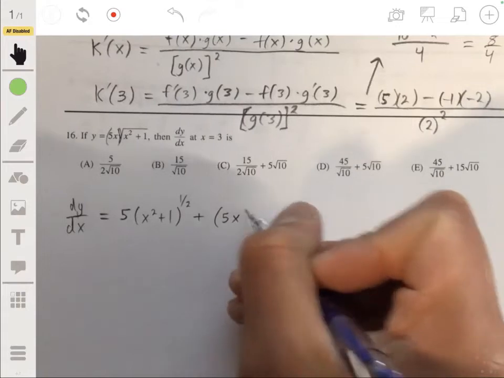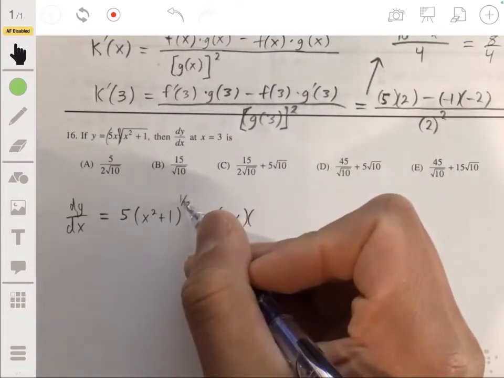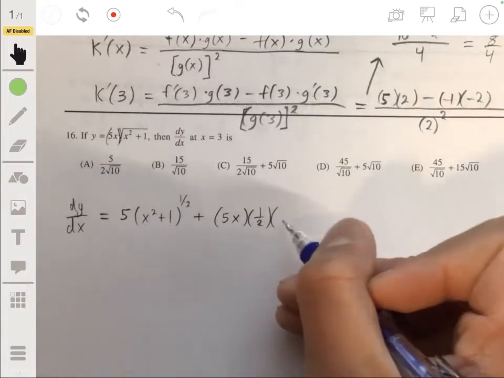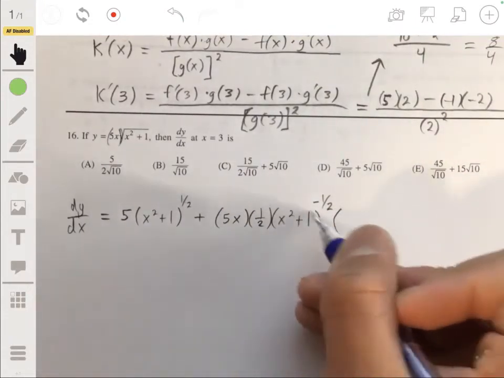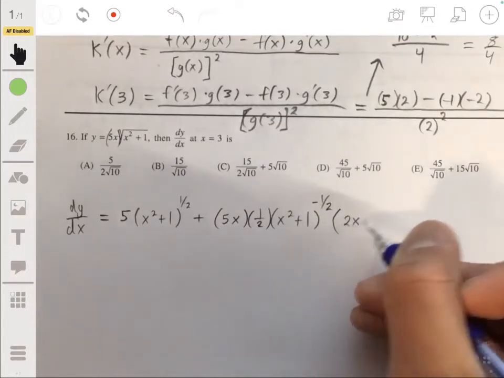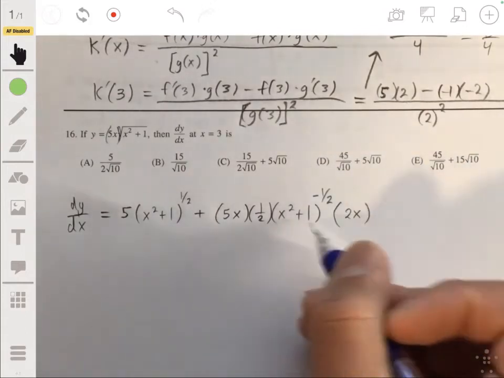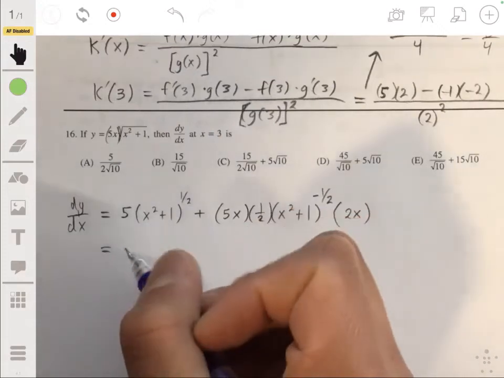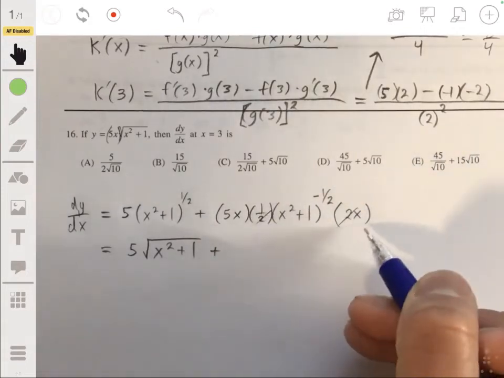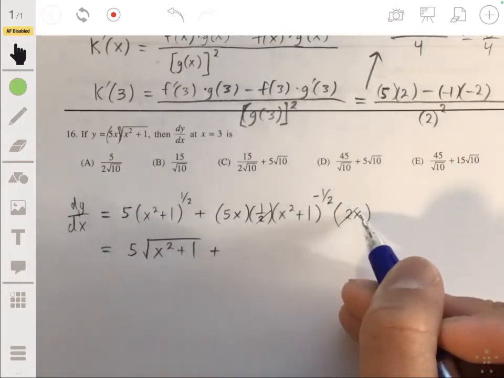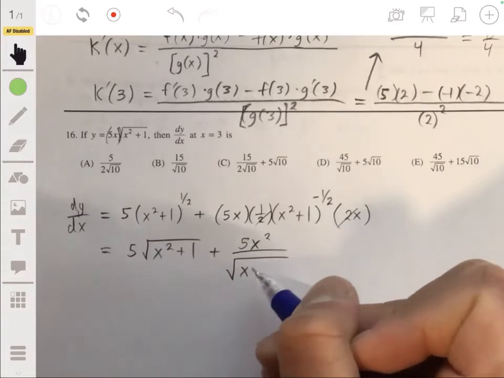Add to it 5x. Then we take the derivative of the square root of x squared plus 1. I wrote it as to the 1/2 power because it's the same thing. So using the power rule, this will be 1/2 times x squared plus 1 to the negative 1/2. And then we also have to multiply this by the derivative of the inside, or the derivative of x squared plus 1, which is 2x. And then let's just clean this up a little bit. This will just be 5 times the square root of x squared plus 1, plus these 2s will cancel. You get 5x squared on top over the square root of x squared plus 1.